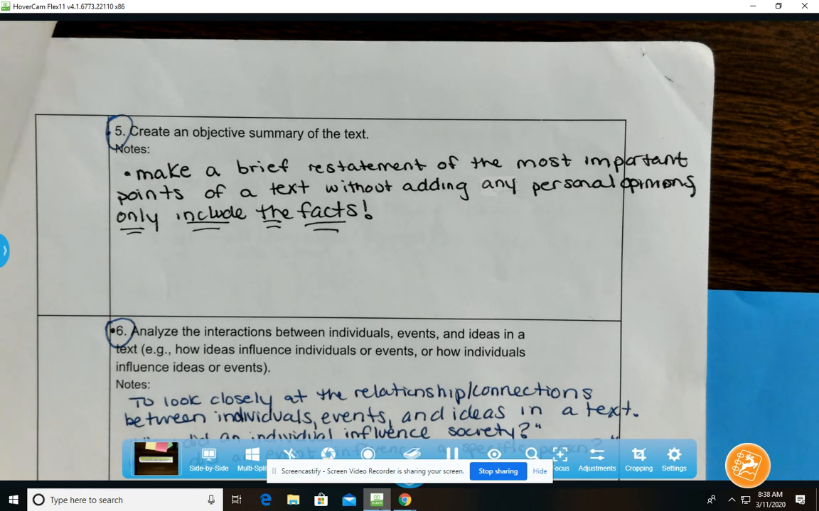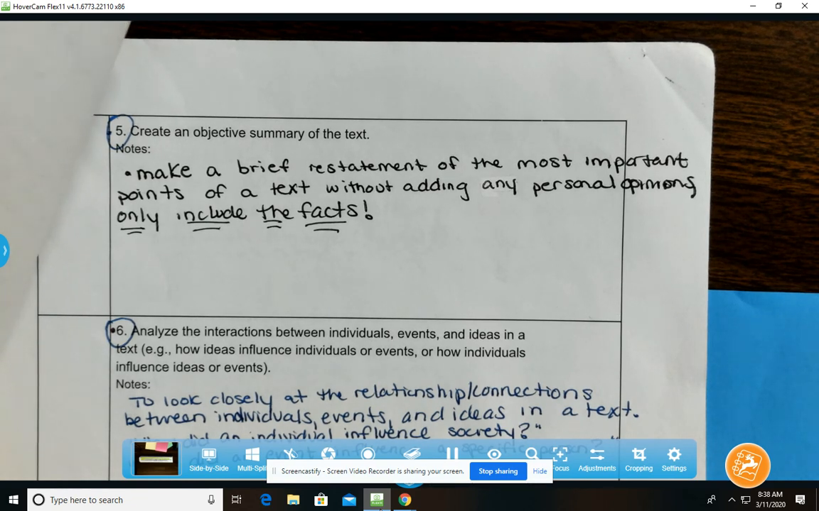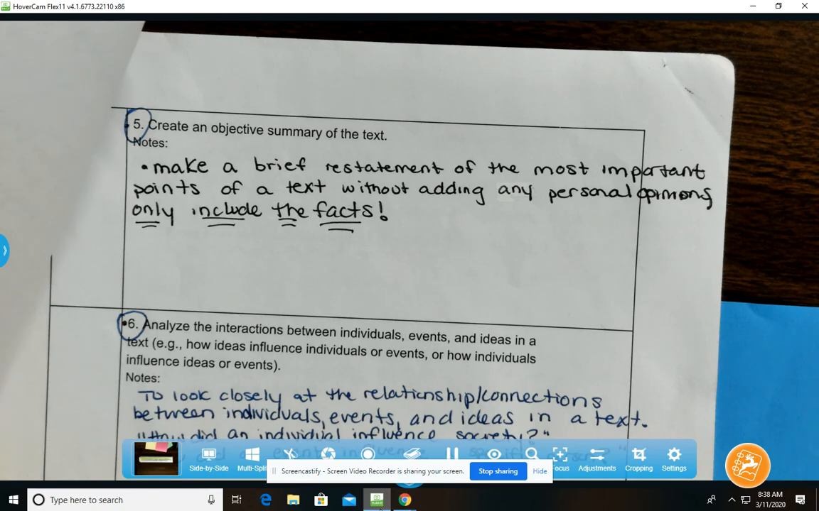Remember, we said that an objective summary is a restatement of the most important points without adding personal opinions. Use facts only. It also is a summary that doesn't use the word choice of the author, but uses your own word choice and should be more than just one sentence long. One sentence is more of a main idea or a claim. This should be longer than that because it's a summary. So it should have a little bit of an idea of what happened at the beginning, middle, and end of the section that we're reading.